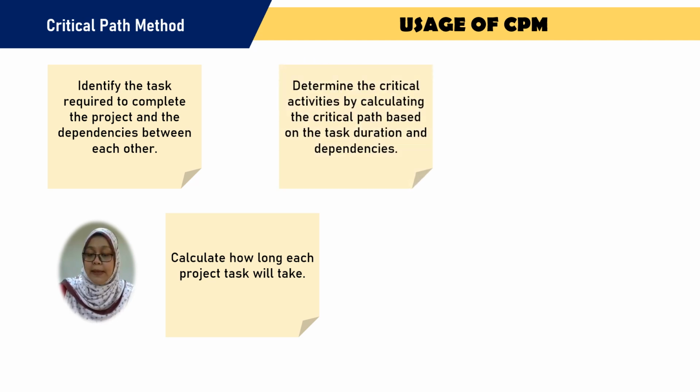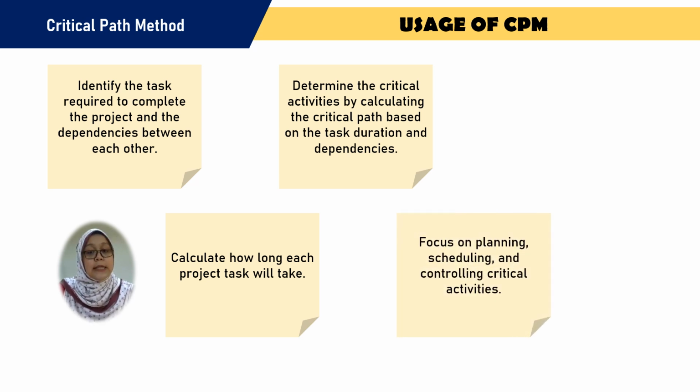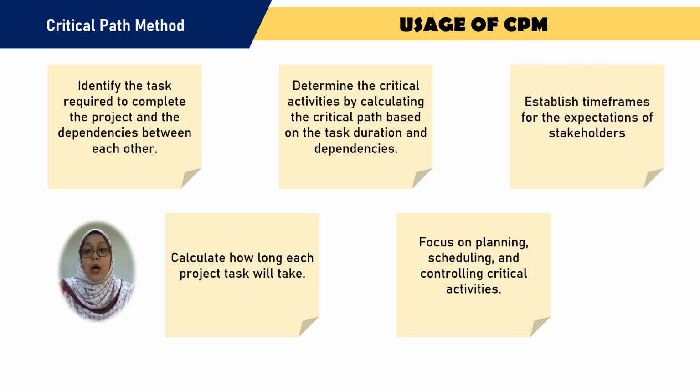Next, we use CPM in determining the critical activities by calculating the critical path based on the task duration and dependencies. Fourth, we use CPM to focus on planning, scheduling, and controlling critical activities. And lastly, we use CPM to establish a time frame for the expectation of stakeholders.